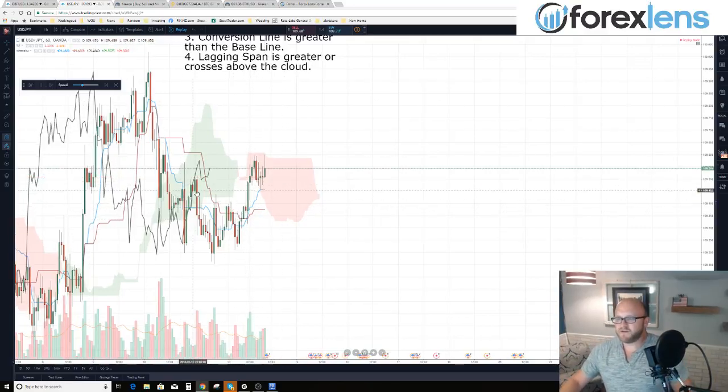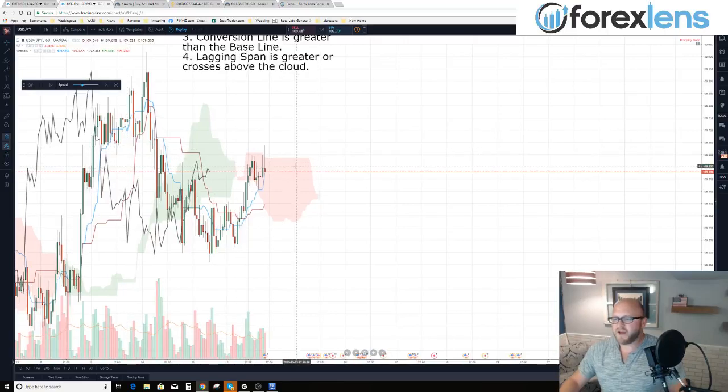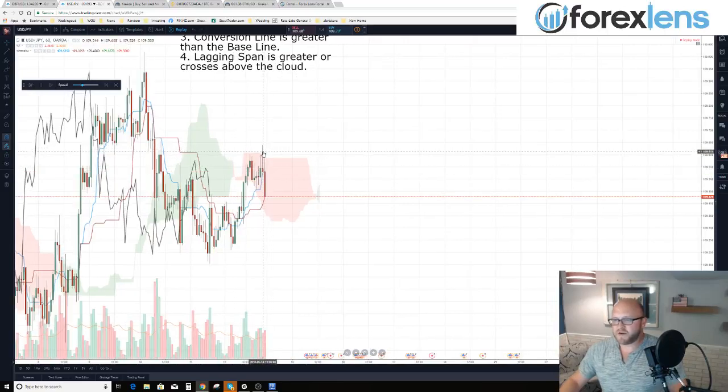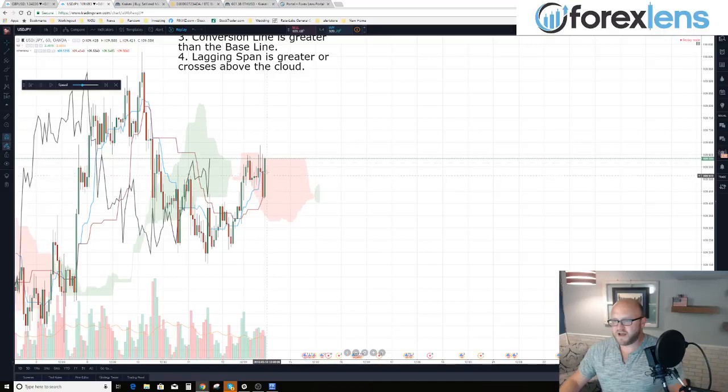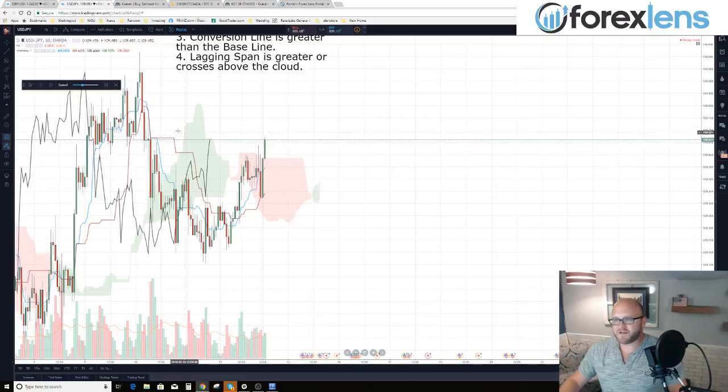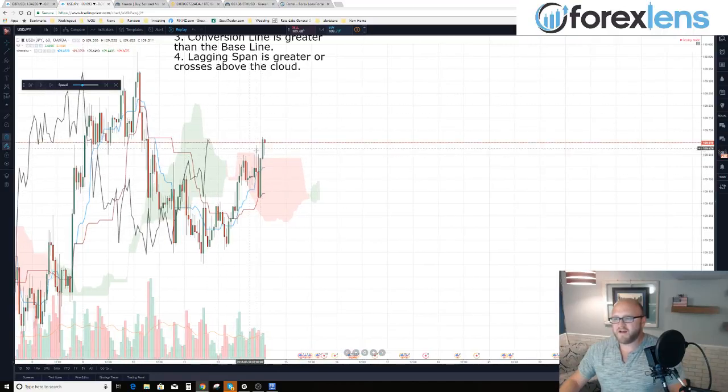So price is still moving, and I see price still moved up, but it didn't close above the cloud. We're still inside the cloud. It got to the top there, but it didn't close above. Now right there, we did close above the cloud. All right, we have three conditions met.